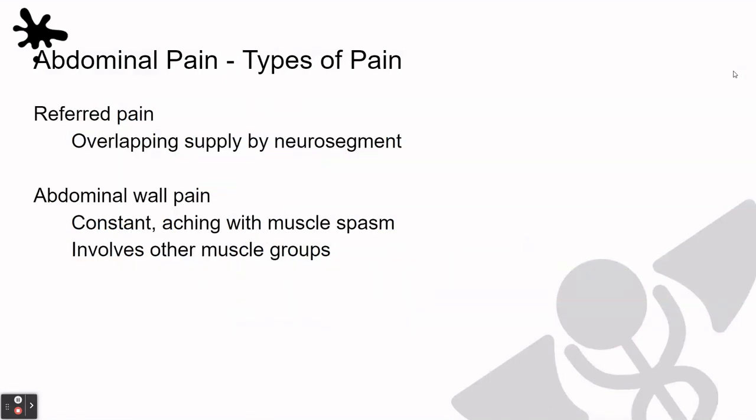Then there's also referred pain, so overlapping supply by neural segment, and then abdominal wall pain, which is like the actual muscles, right? So constant, it's aching, it's like a muscle spasm. It can involve other groups.